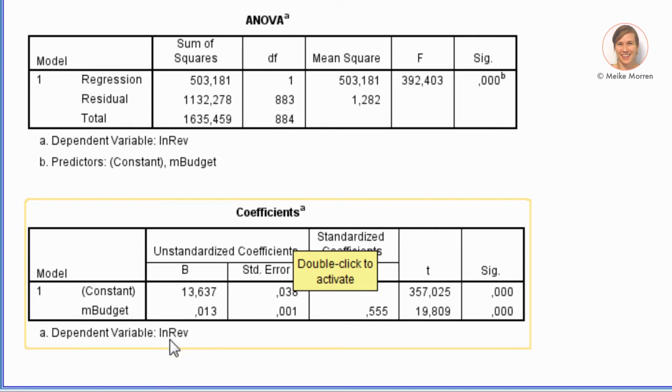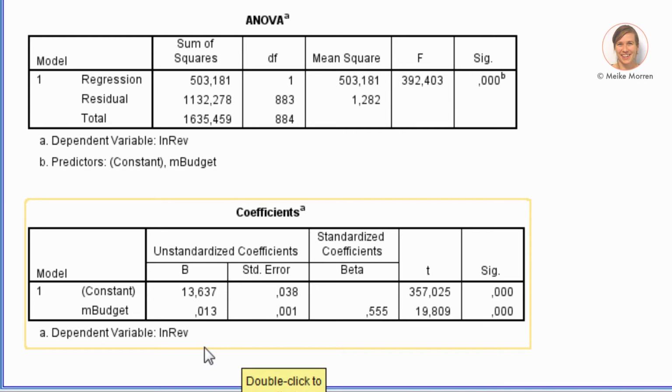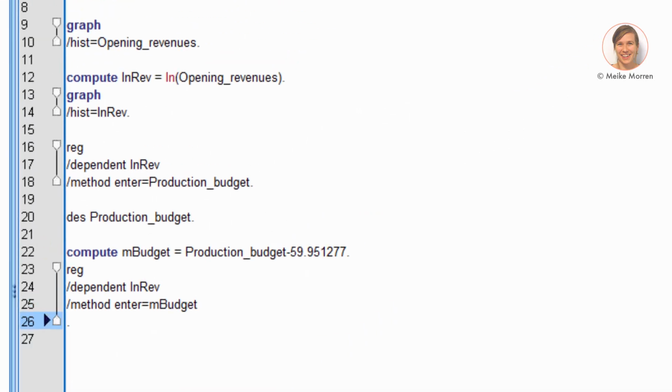It's the mean level of log revenue where the independent variable is 0. However, since we subtracted the mean from each value in budget, it means that the mean level is now 0. So the constant is now the mean level of log revenue for an average budget. The standardized coefficients, however, have a different interpretation. There it means that if you go up 1 standard deviation of budget, you go up 0.55 in the log revenue. So let's test these assumptions.